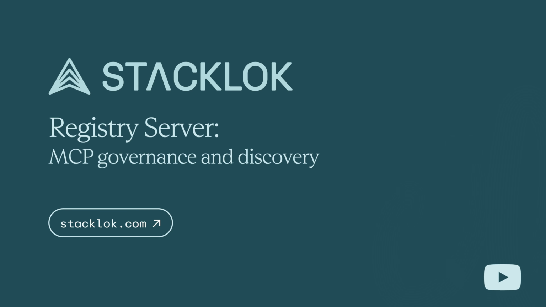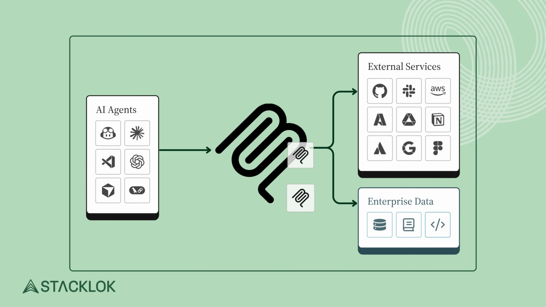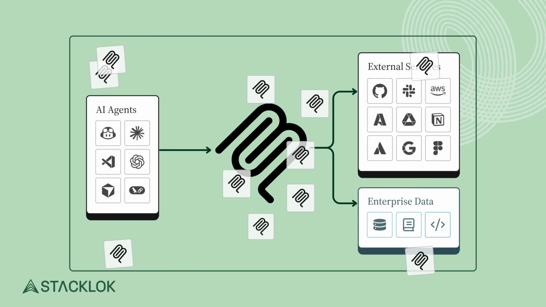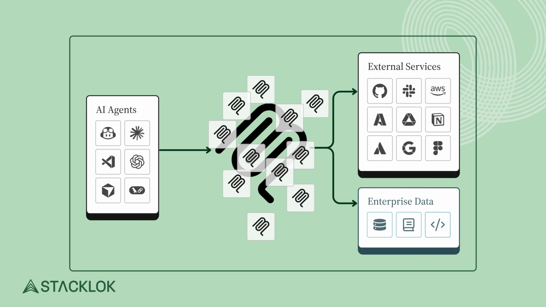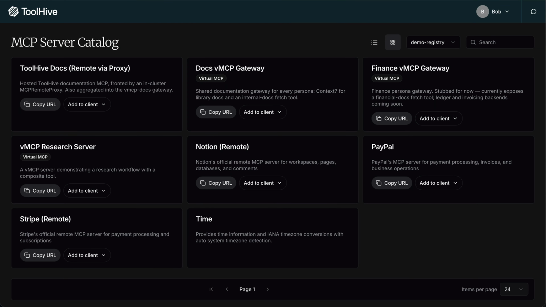As MCP adoption grows inside your organization, you hit the governance wall pretty fast. Teams are spinning up MCP servers on their own, server URLs get shared in Slack threads, and nobody knows which servers are actually approved, who should have access to which servers, or who's responsible when something breaks. So here's what it looks like when that's solved.